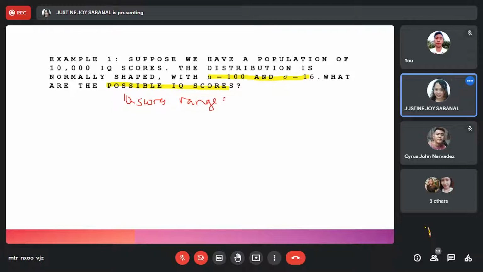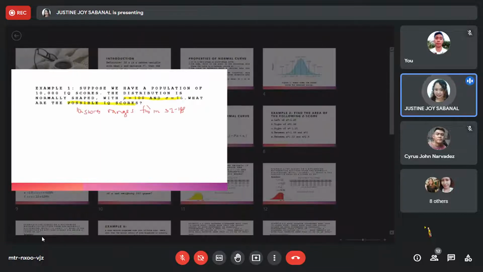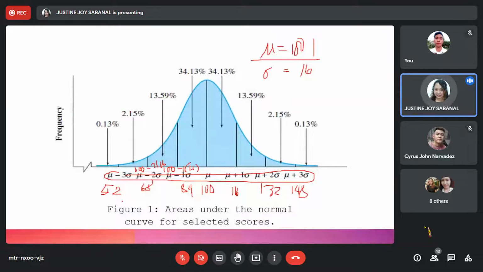from 52 to 148. So hindi nyo po iisa-isahin. Baka ang gawin ninyo ay sabihin na ang value po 52, 68, 84, 100, 116, 132, and 148. So, mali po yun. Yung mga numbers na yan ay mga baseline, mga boundaries.